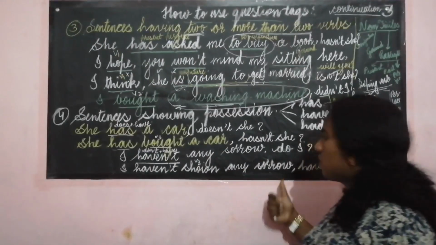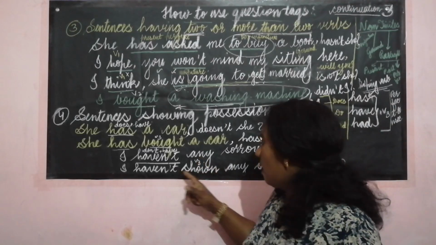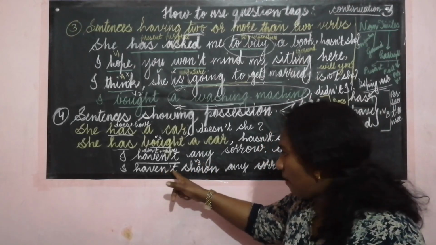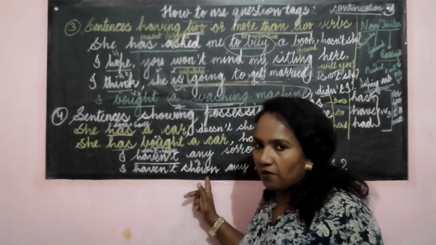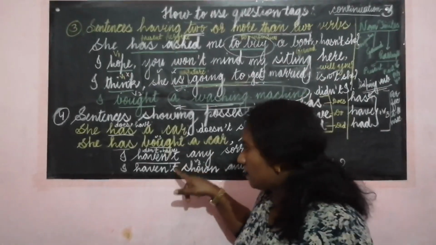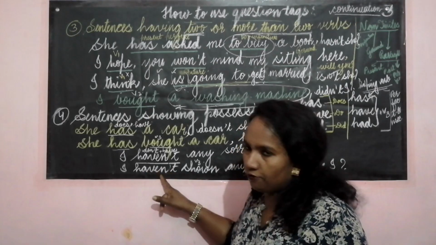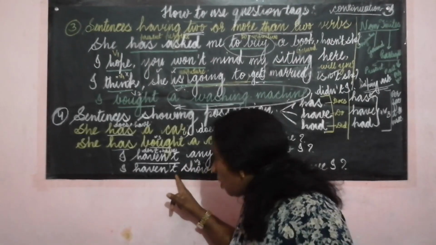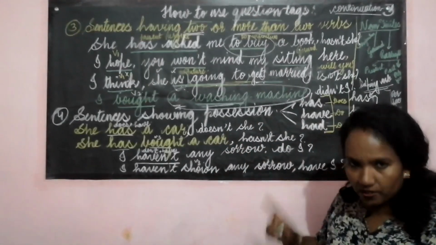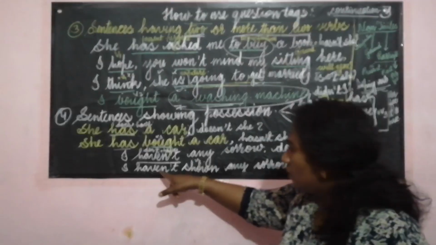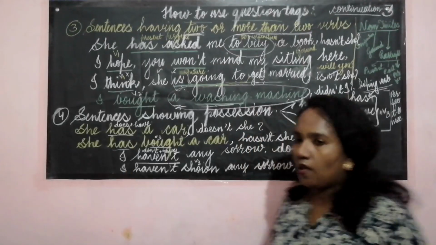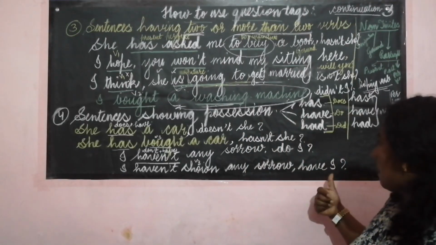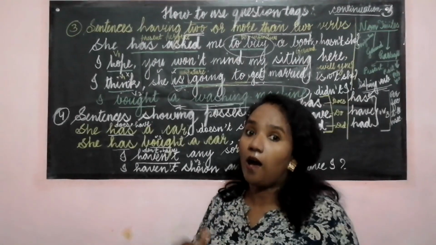I haven't shown any sorrow. See, in the next sentence, I haven't shown. This have is used to assist shown. Shown is the main verb and shown is assisted, otherwise helped, with the helping verb have. And not is added to make the sentence negative. So, the tag can be formed with this helping verb and the pronoun. Therefore, our question tag sounds like have I?